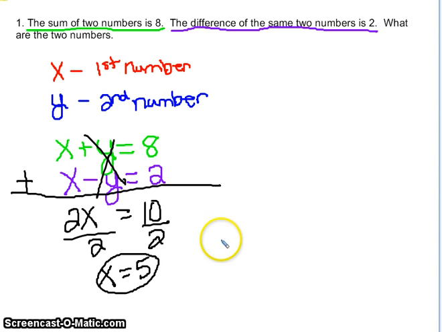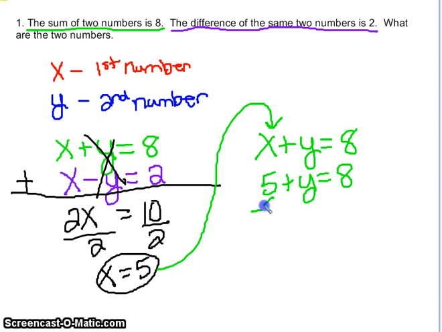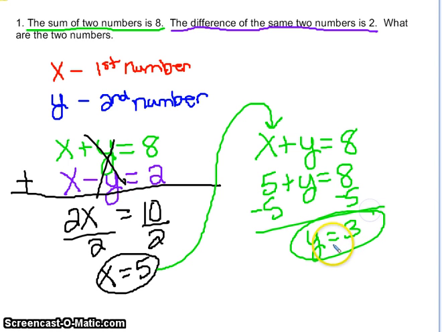We can plug back in to find our y. You can use either of your equations that you want, but x plus y equals 8. We can plug in that 5 for the x and get 5 plus y equals 8. And subtract 5, so that y equals 3. Our two numbers are 5 and 3. X equals 5, y equals 3.